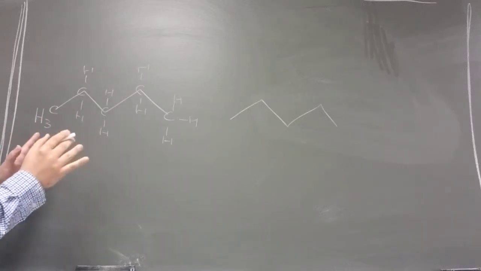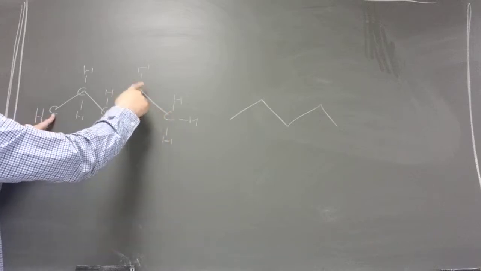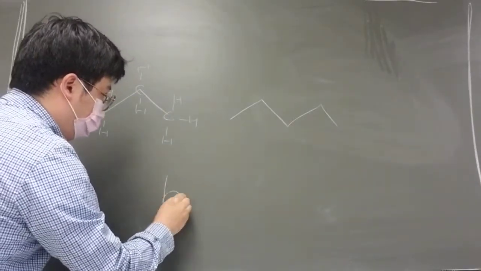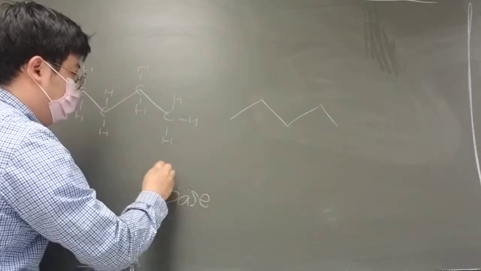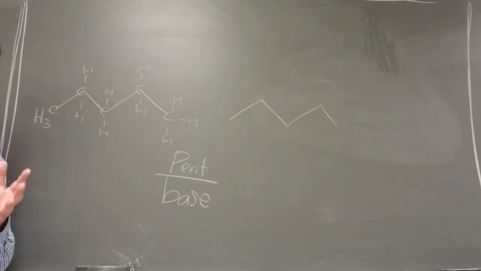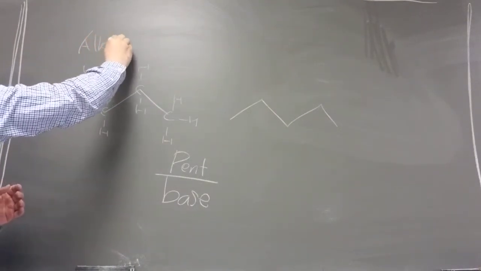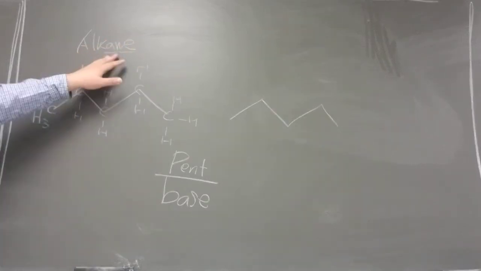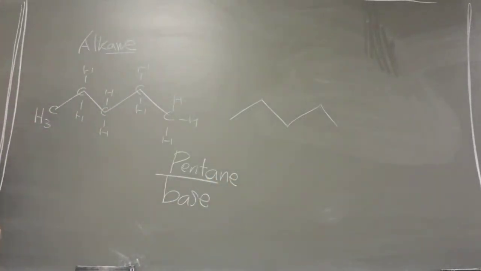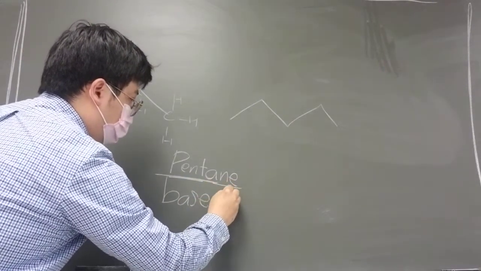Okay, so all you need to do is count the carbons in the longest possible chain, which is 5. So I'm going to put the base name over here, which is pent, and obviously this is an alkane. So we put the A and E at the end to make it pentane. That's the name for it. So this is the base, and this is your suffix.